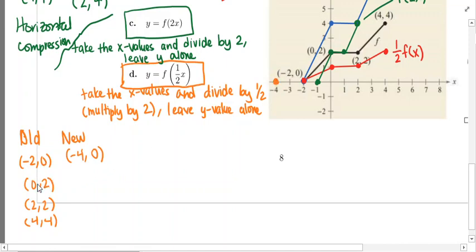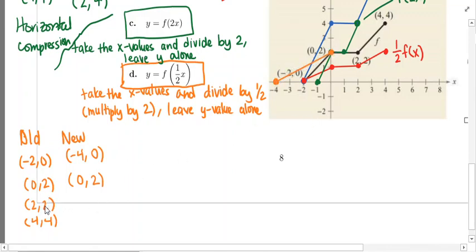And then for the original black point 0, 2, we're going to take the x coordinate and divide by 1/2. 0 divided by 1/2 is going to be 0. We're going to leave the y coordinate alone. So this is a point here at 0, 2. Actually, I'm going to go ahead and connect those. Things are getting congested, and I don't want to lose track of what I'm doing. Those two are connected.